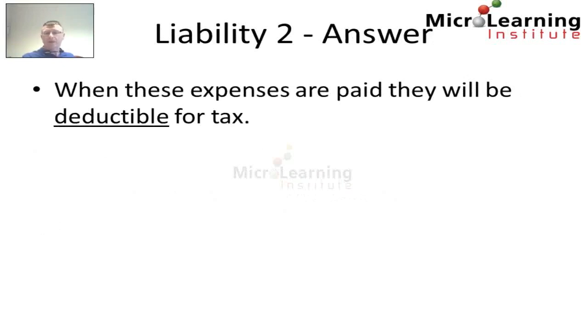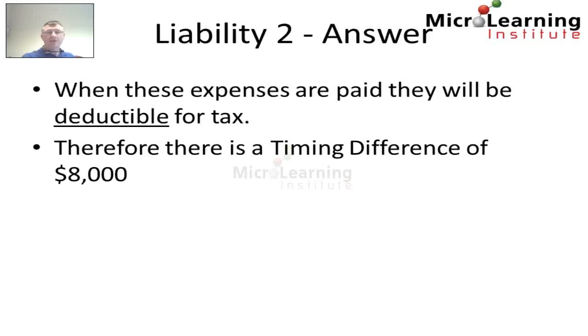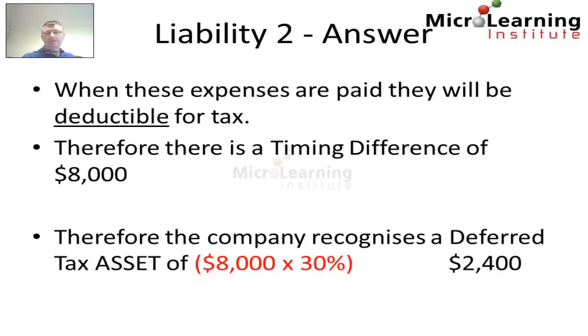When these expenses are paid, they will be deductible for tax. Therefore, there is a timing difference of €8,000. And as a result, the company recognizes a deferred tax asset at the rate of tax. That's €8,000 by 30%, equating to €2,400. And again, we recognize a deferred tax asset in this case as the expense will be recoverable in future periods.